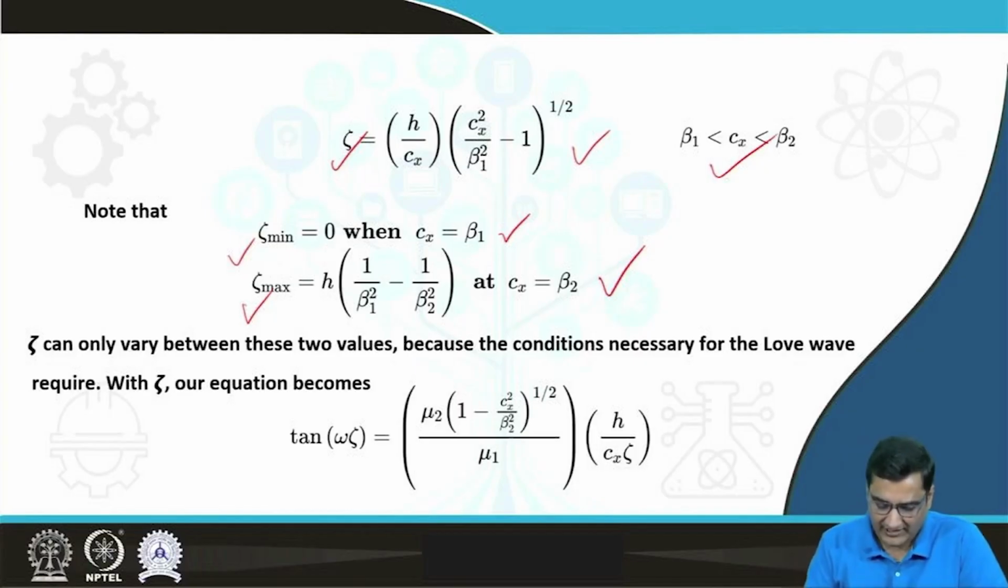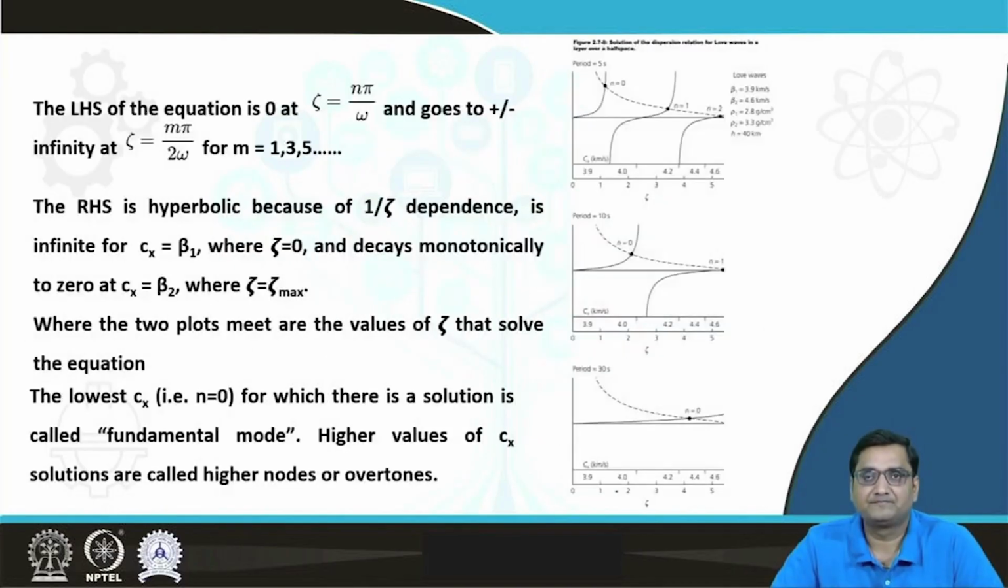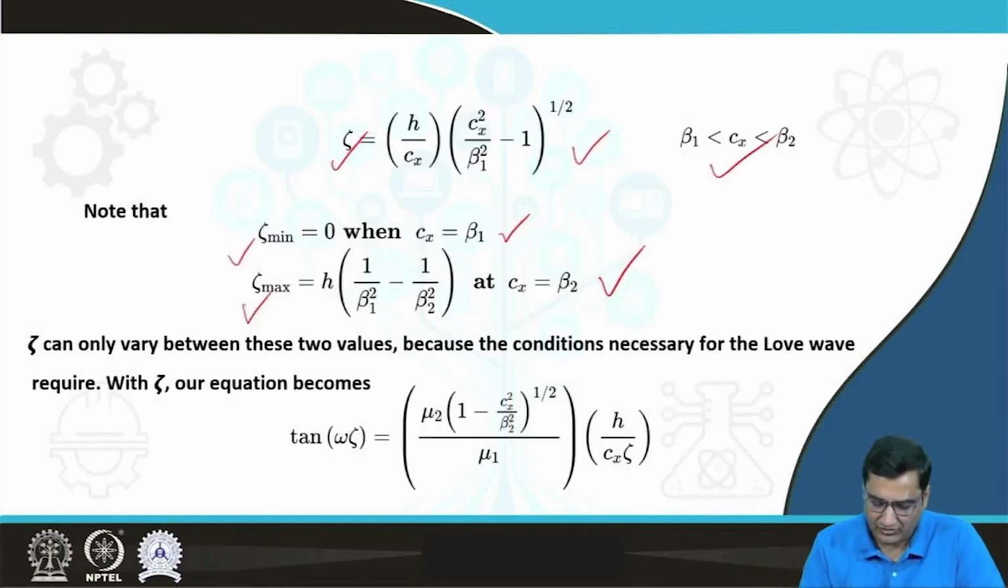Then we can write this particular equation in terms of zeta, cx and beta. So that will be tan of omega zeta is equal to mu 2 times the square root of 1 minus cx square by beta 2 square, divided by mu 1 times h upon cx zeta. So now we are going to solve this particular equation using the graphical solution.